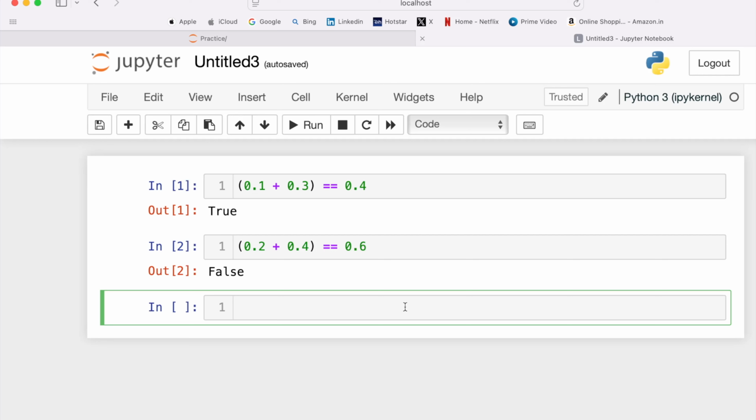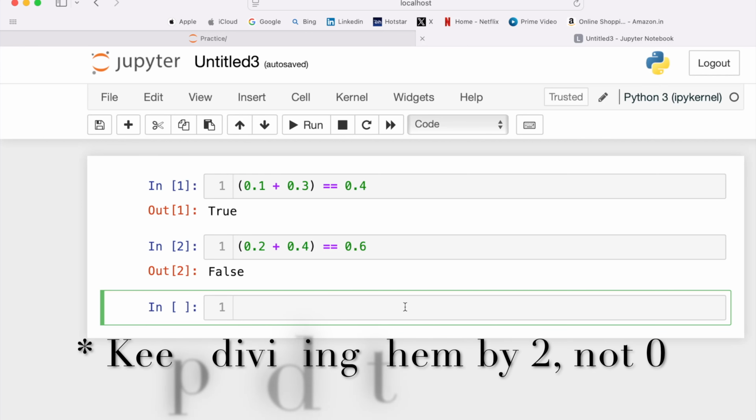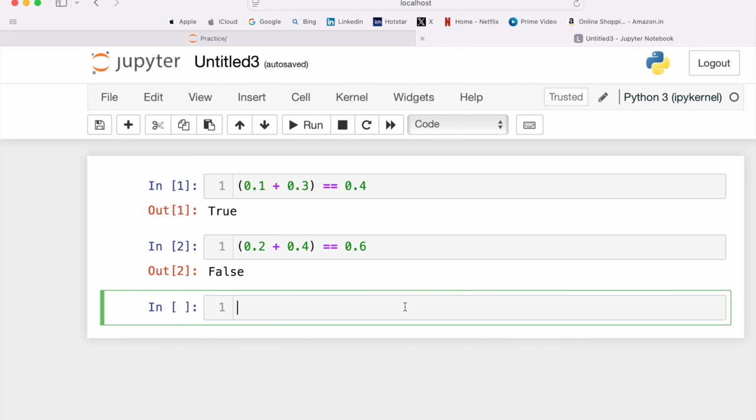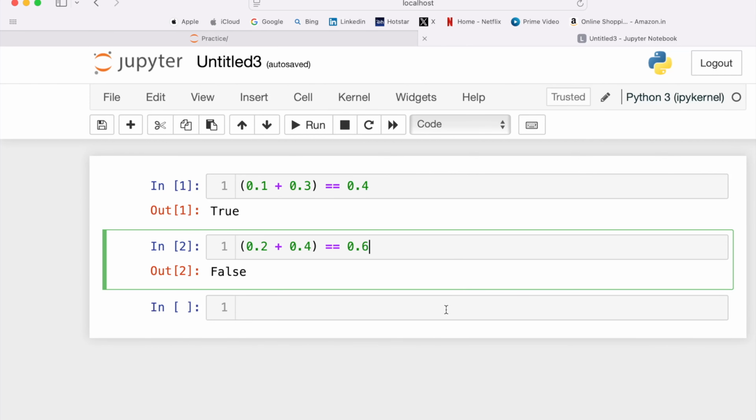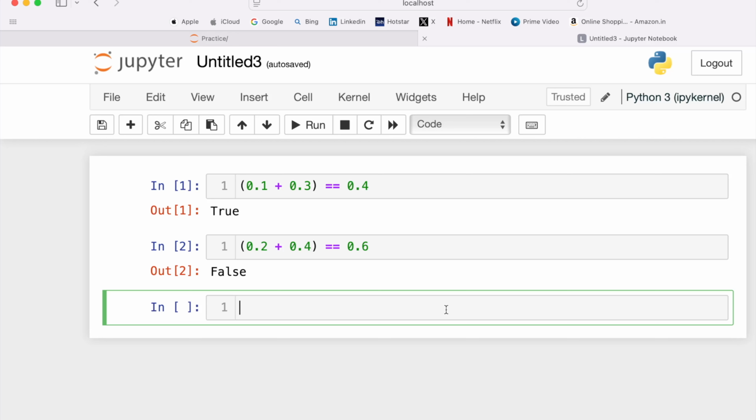On the other hand, we have fractional numbers, something like 1 divided by 2, 2 divided by 5, 3 divided by 10, and so on. So these integer numbers like 1, 2, 5, 10, 20 can be represented in binary very easily. You just need to keep dividing them by 2. I will show it to you in a minute. On the other hand, there are fractional numbers like 1 divided by 2, 2 divided by 5, 1 divided by 3, 3 divided by 10, etc.